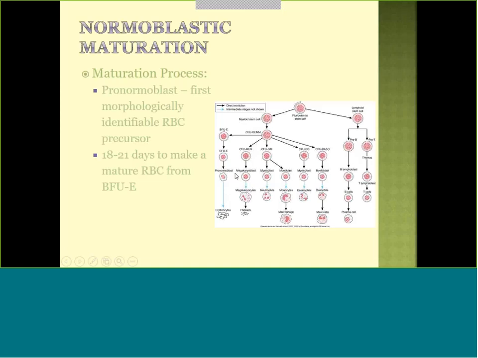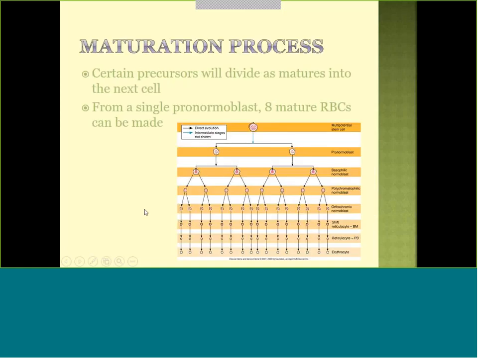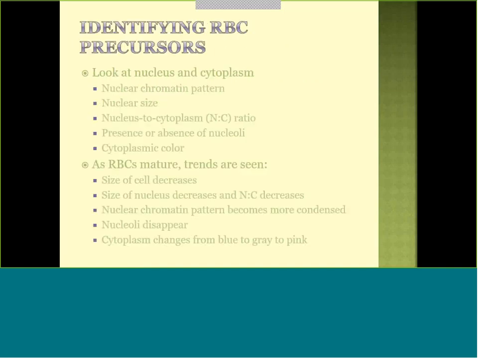So again, blast is in the name, meaning it is a very young cell. It's not mature yet. There are lots of steps in between, and then finally it will get to the mature erythrocytes. It actually will take about 18 to 21 days to make a mature red cell from the BFU-E stage. So that whole line there on the left can take around 18 to 21 days to make that cell. As we're making those cells, we're maturing and dividing. Typically from one pronormoblast, you can get about 8 mature red cells made.